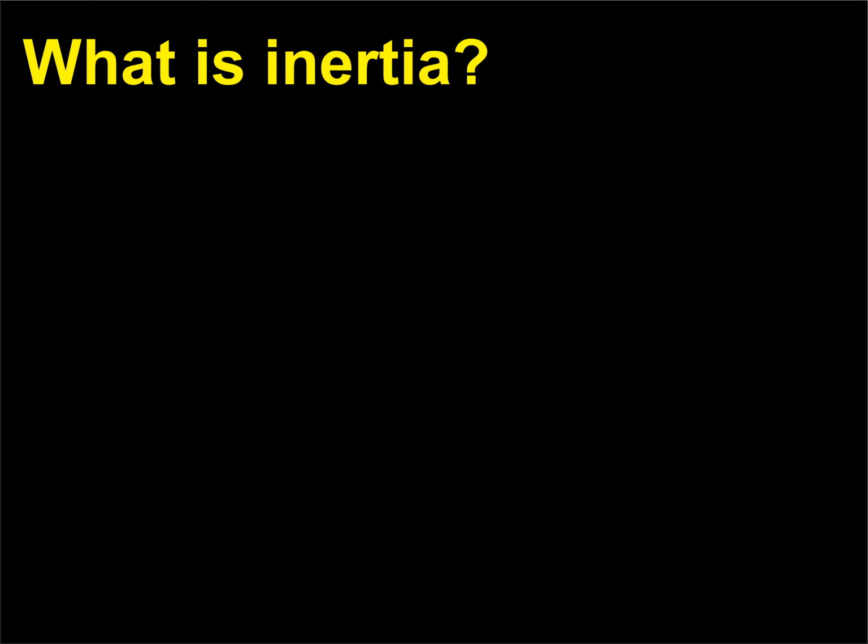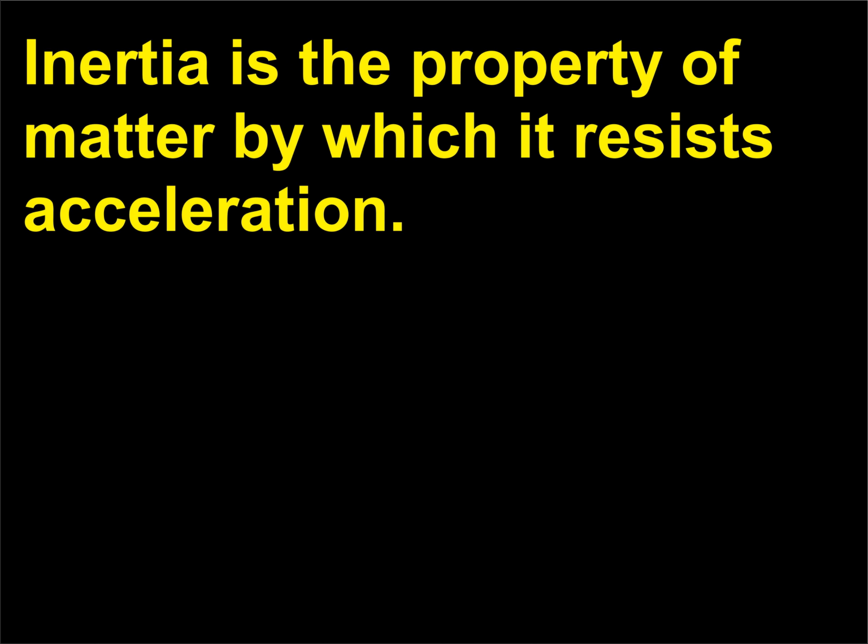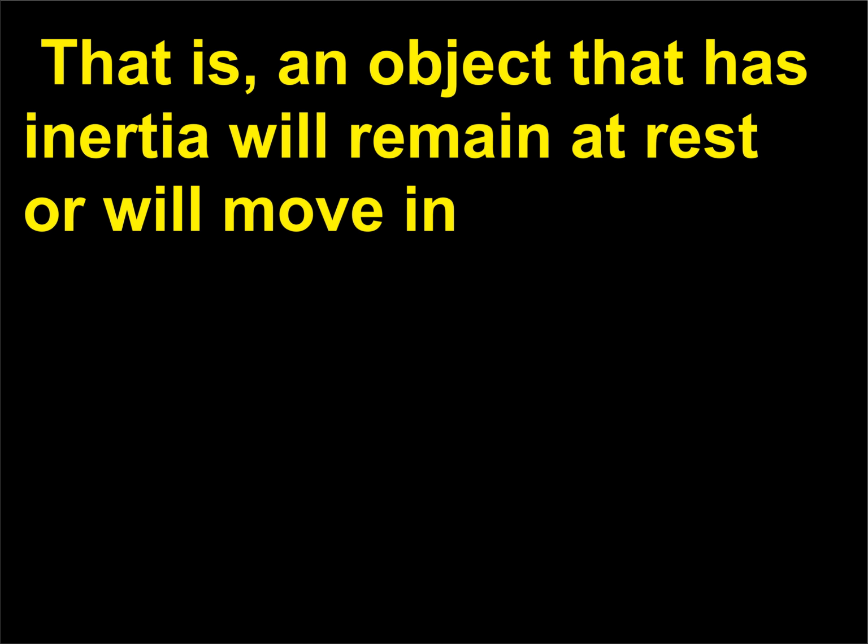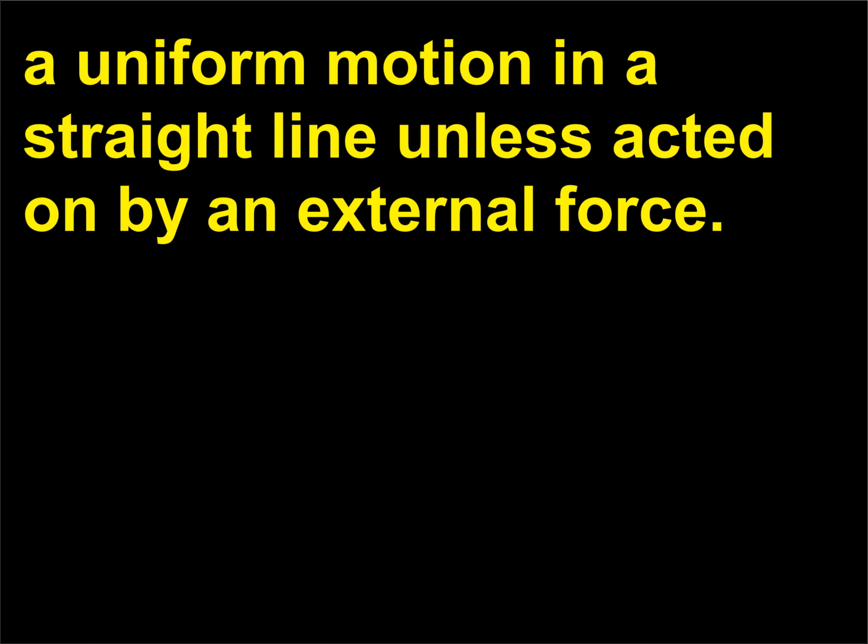What is inertia? Inertia is the property of matter by which it resists acceleration. That is, an object that has inertia will remain at rest or will move in a uniform motion in a straight line unless acted on by an external force.